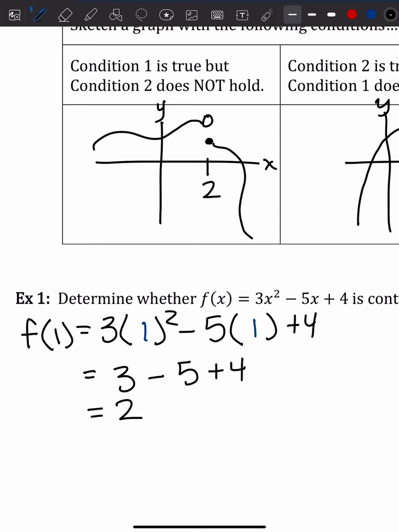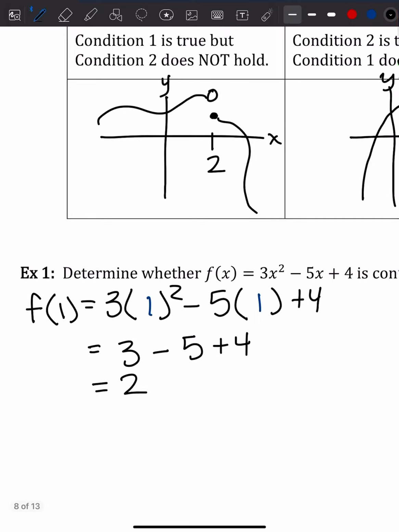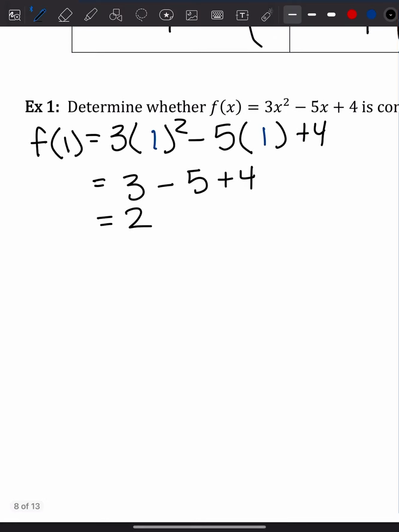So now what we need to know is that if our limit doesn't equal 2, then I know for a fact that it is not going to be continuous. Or if we get a limit that does not exist, we know for a fact it's not continuous. So now we're going to look at the limit as x approaches 1 of our function f of x. Well, our function happens to be a polynomial. It's a quadratic function, so we know that it is a continuous function.